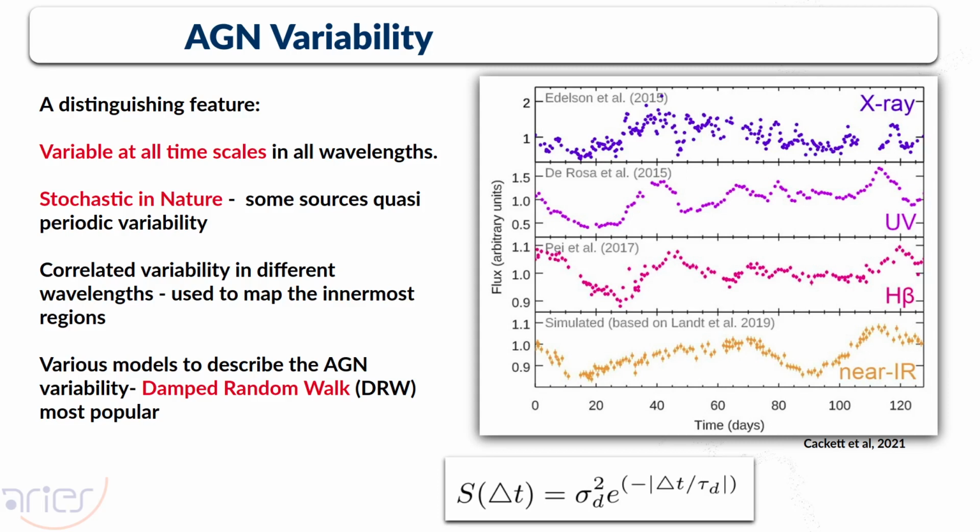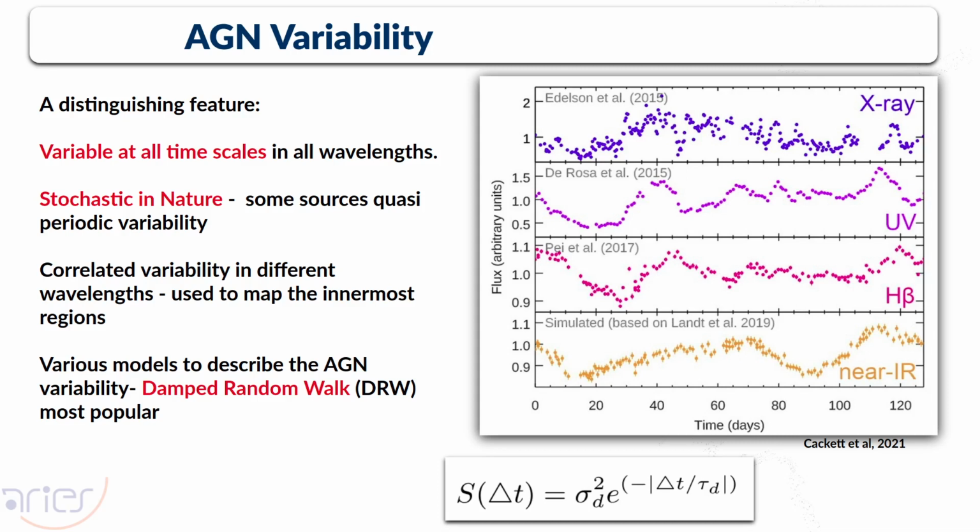Now, okay, so how do we probe it? Since we cannot image the innermost regions, how do we probe it? For this we have some indirect methods. One of these is variability. As I told you, AGNs are detected in multiple wavelengths, and they are variable in almost all the wavelengths. Now if you look at one of the images here, this is one of the type 1 AGNs.